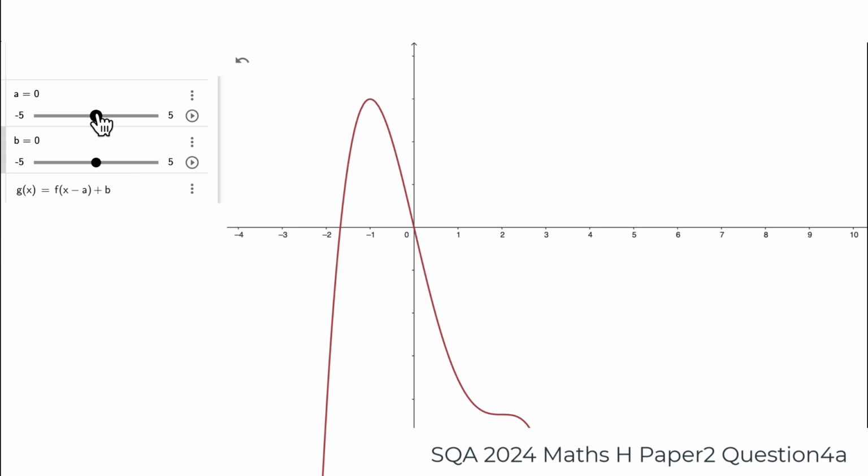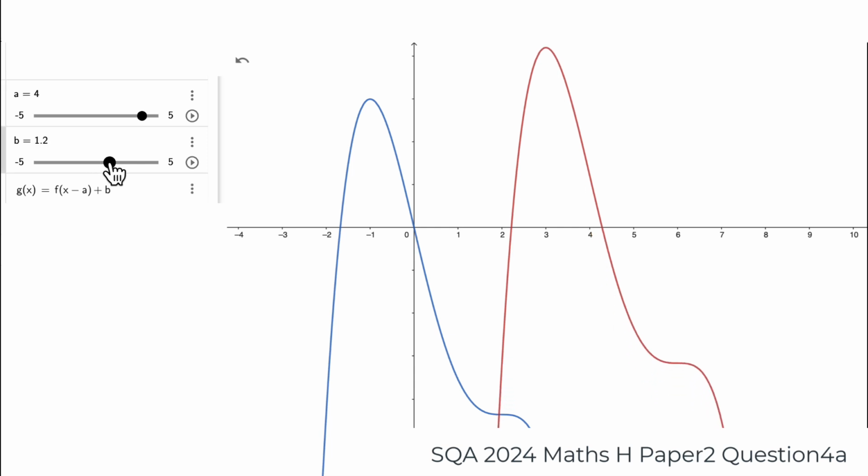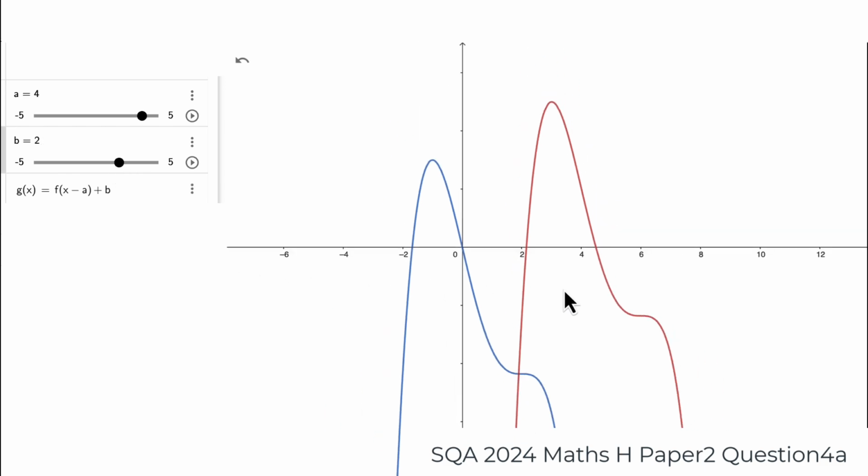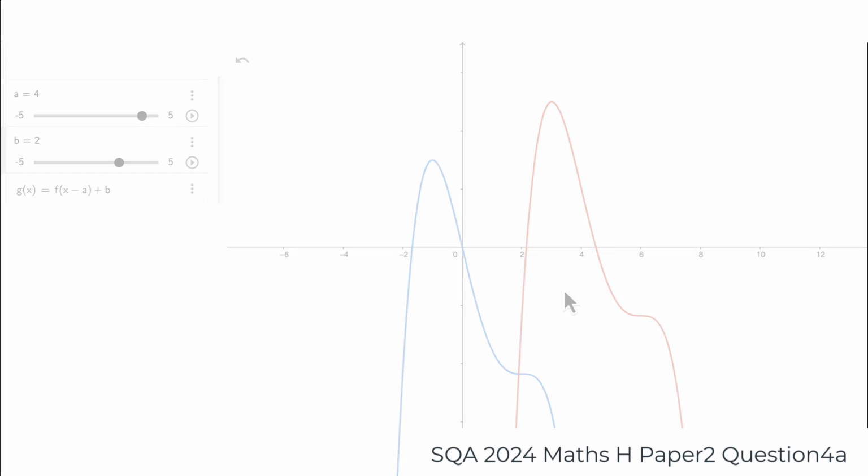Now, in the question, we subtract 4 from x, and add 2 at the end. So the graph has moved 4 units to the right, 2 units up. We're asked to find the maximum turning point on that shifted graph. So let's now go back to the question and see if we can work that out.